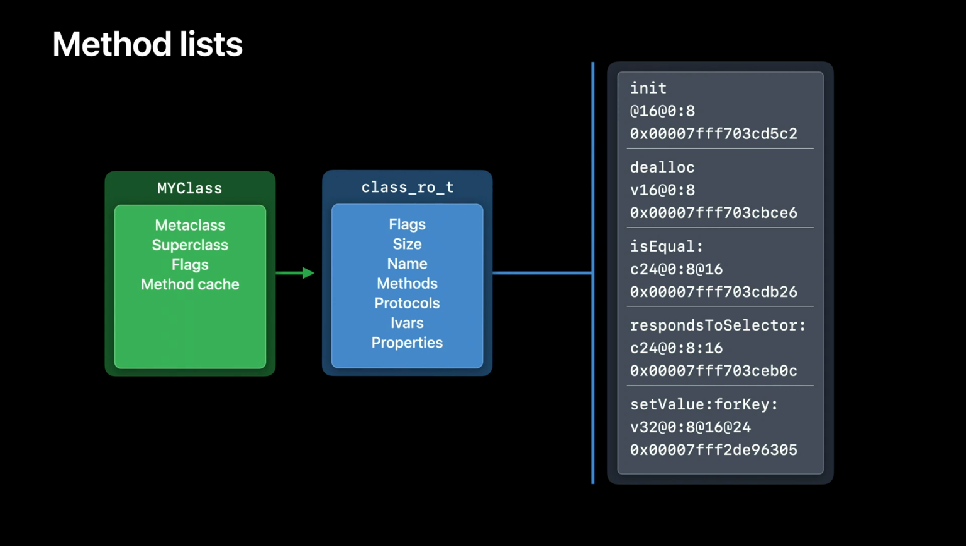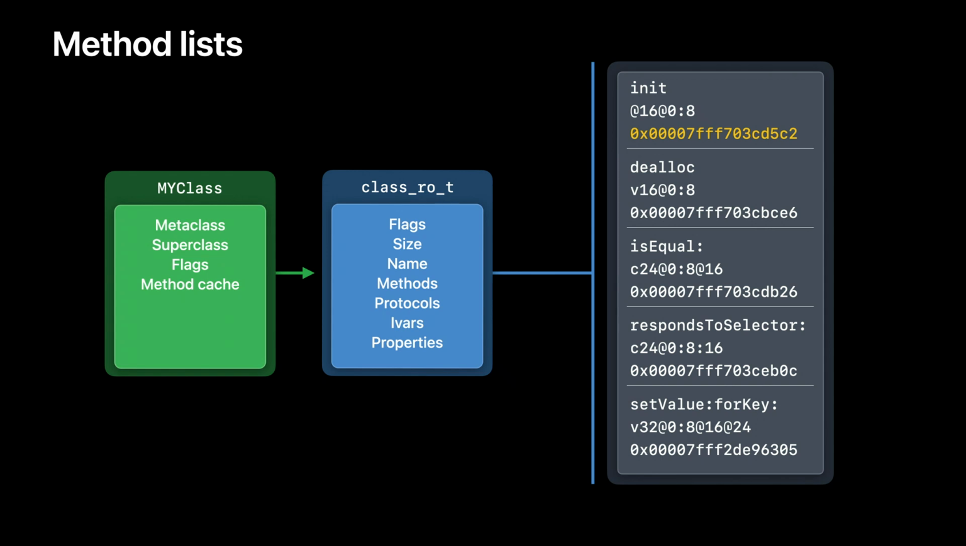Each method contains 3 pieces of information. First is the method's name, or selector. Selectors are strings, but they're unique, so they can be compared using pointer equality. Next is the method's type encoding. This is a string that represents the parameter and return types, and it isn't used for sending messages, but it's needed for things like runtime introspection and message forwarding. Finally, there's a pointer to the method's implementation, the actual code for the method.